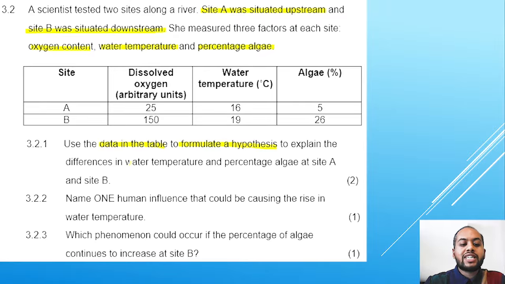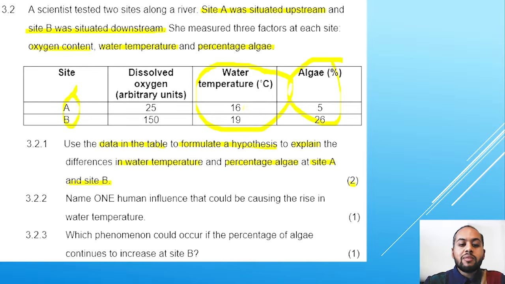hypothesis to explain the differences in water temperature and percentage of algae at site A and site B for 2 marks. Remember that formulating a hypothesis is simply stating a prediction of what you expect to happen in the investigation. In this case, you're explaining the relationship between water temperature and percentage of algae. So here's your water temperature, there's your percentage of algae. Here you are going to have sites A and site B.